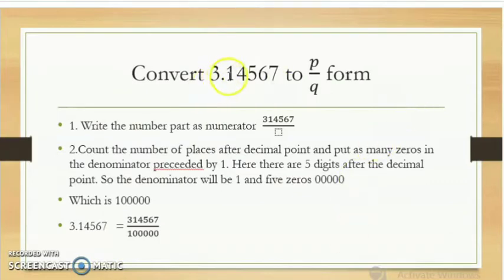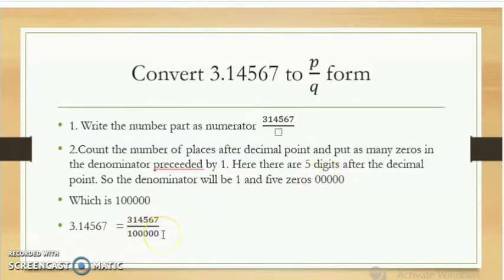Convert 3.14567 to p by q form. The first part is we write the number part as the numerator. So 314567, we write it as the numerator. Now we count the number of places after the decimal point: 1 2 3 4 5. So there are 5 digits after the decimal point. So we put a 1 and then we put 5 zeros.